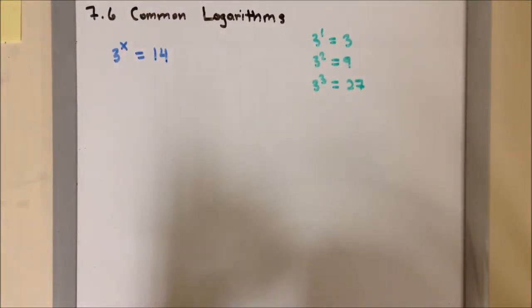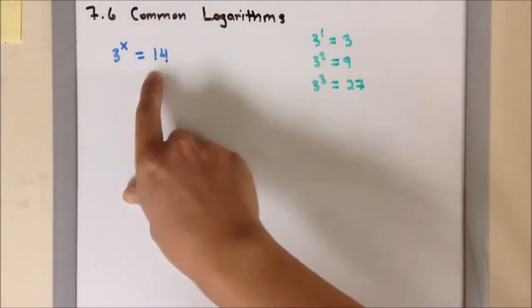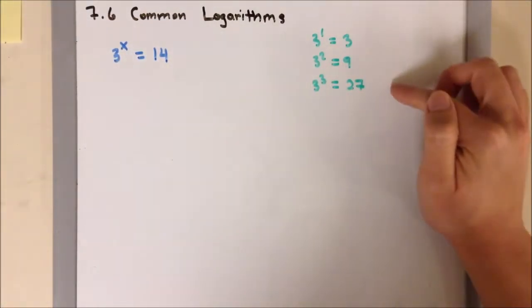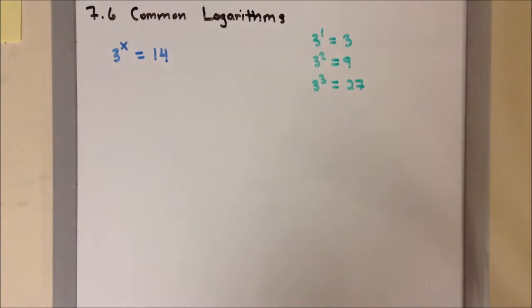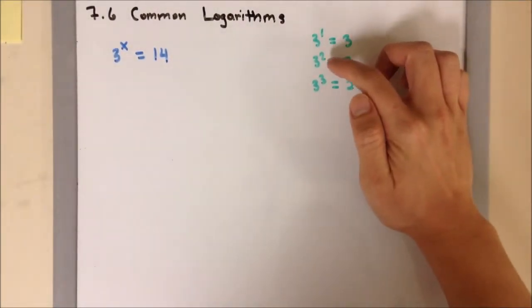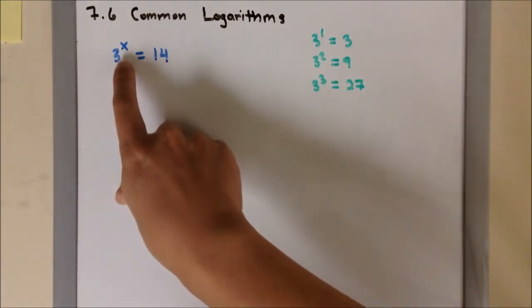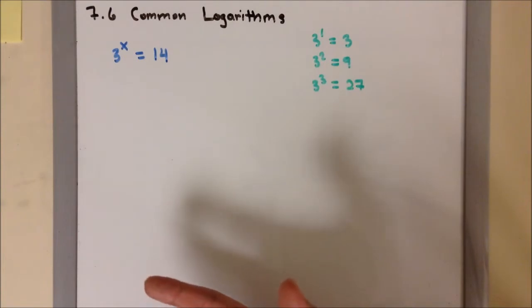Now, right here in our example, 3 to the x equals 14. None of them is equal to 14, meaning that it's going to be between 9 and 27. That means that our exponent is going to be between 2 and 3. So what it means for our exponent is it's going to be a decimal.